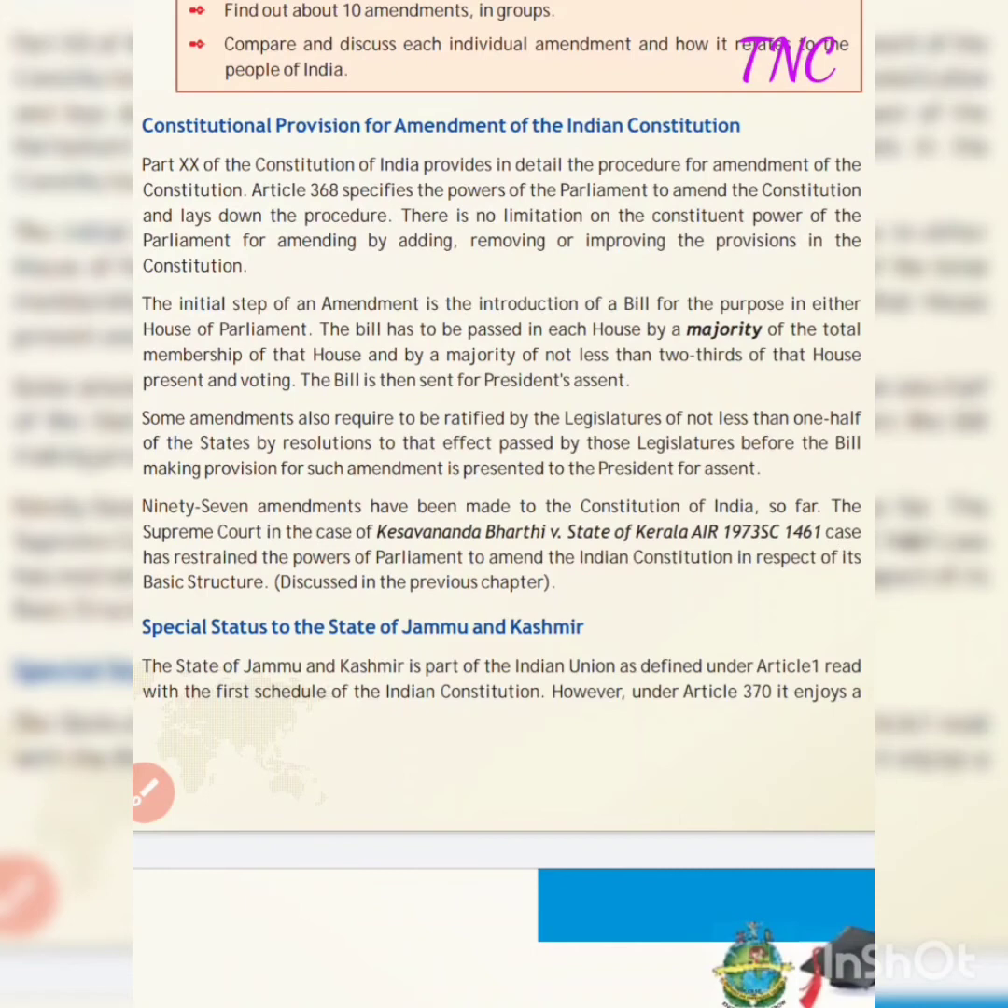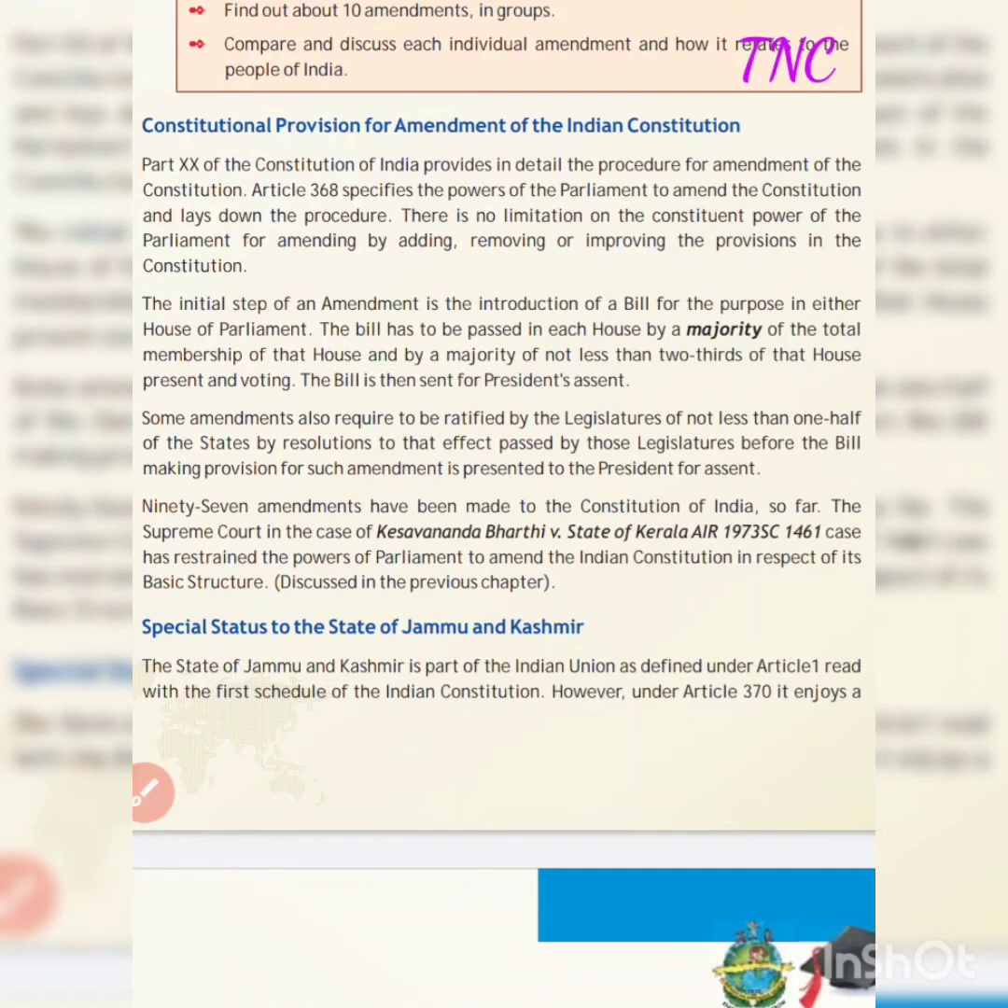The bill is then sent for the president's assent, and as soon as the bill gets the president's signature or assent, it becomes a law. So first of all, for any amendment, you need to prepare a bill and present it in any of the Houses of Parliament, and there it has to be passed by a majority of total members, and also by a two-third majority of the people who are present in the house on the day the voting was done, and then it is sent for the president's signature.